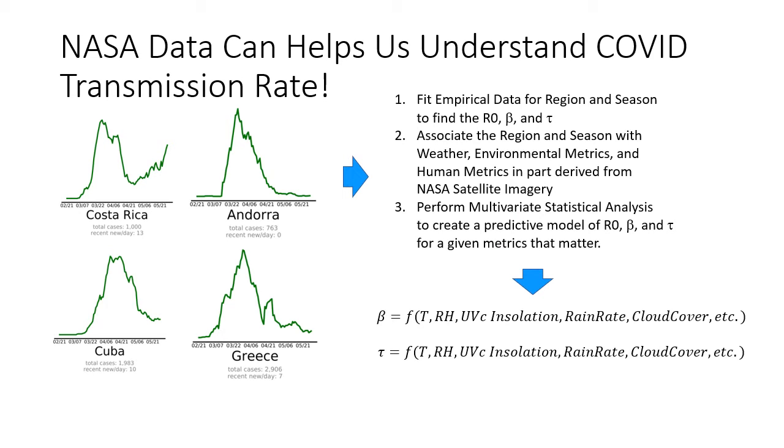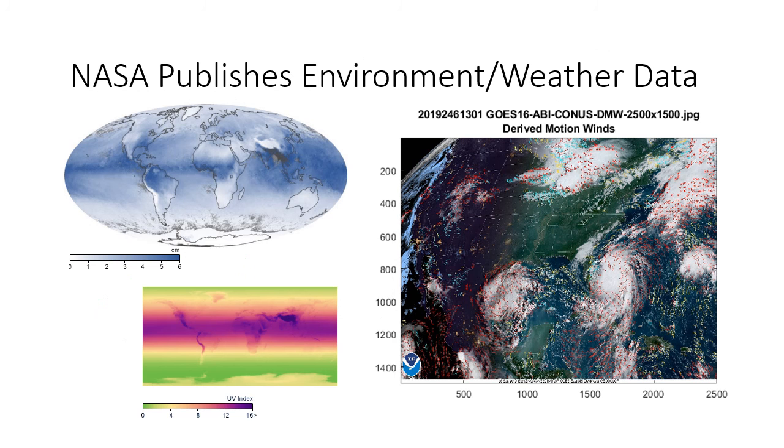NASA data can help us understand this transmission rate better. We can take the data for various regions, take that empirical data for region and season, and fit the R0, beta, and tau values, and then associate that with the season and weather environmental metrics that we derive in part from NASA satellite imagery. Then we can perform multivariate statistical analysis to get a predictive model of beta and tau based on environmental factors that are easily measured.